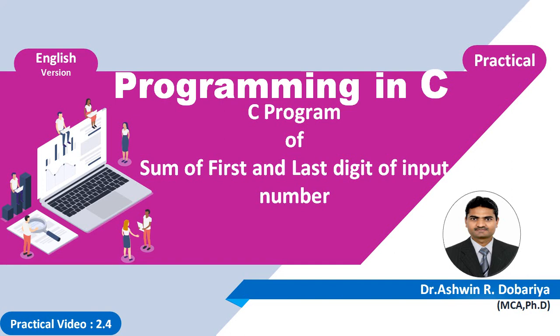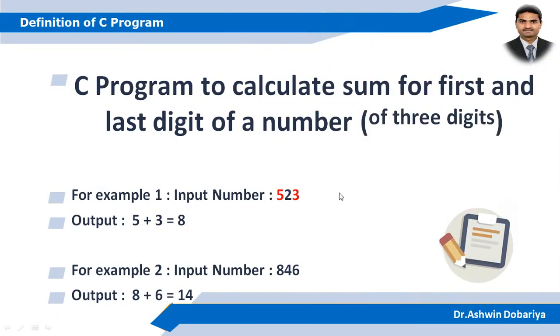In this practical video, we will discuss one program: the sum of the first and last digit of an input number. In this program, we have to input a number of 3 digits and calculate the sum of the first digit and the last digit. So how can we do it? Let's see. The definition is: C program to calculate the sum of the first and the last digit of a number.